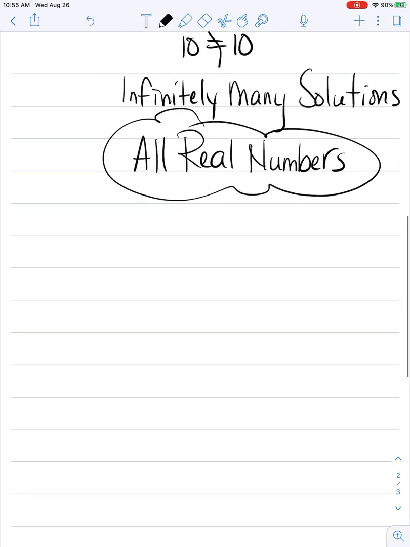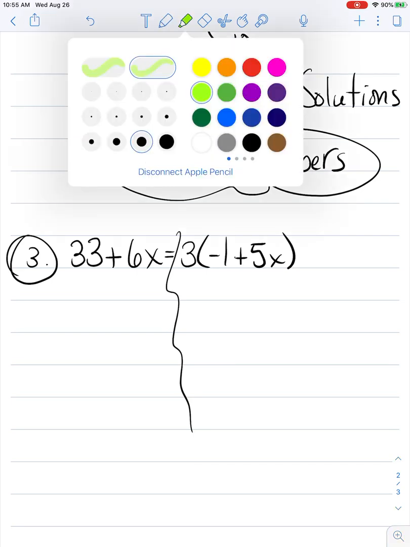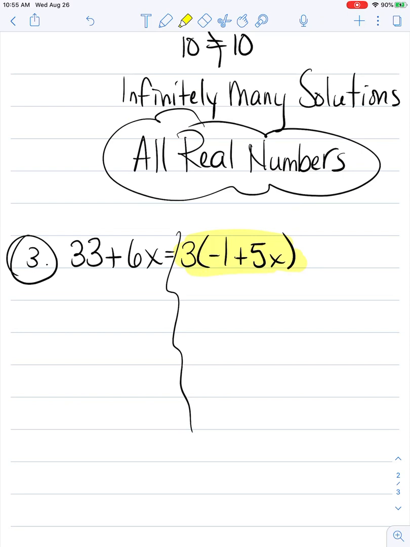Now let's take a look at our final example, number 3. We have 33 plus 6x equals 3 times -1 plus 5x. So I split it at the equal sign. I don't see any fractions or decimals. I do, however, see the distributive property, so I'm going to start with that. Let me bring all this other stuff down so I don't forget it. So 3 times -1 is -3. 3 times 5x is positive 15x.